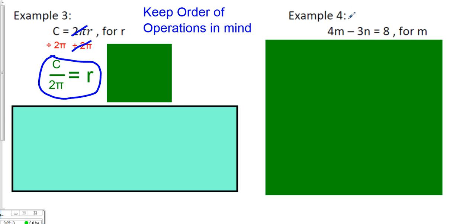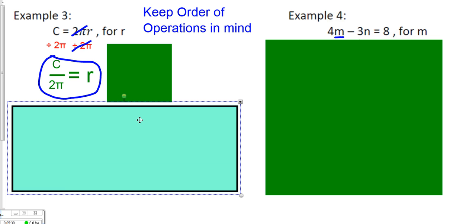Okay, in example 4, we're kind of moving away from formulas, and now we just have more of our typical or standard equations. This one's saying 4m minus 3n equals 8. And we're trying to get m alone. That would be this one right here.